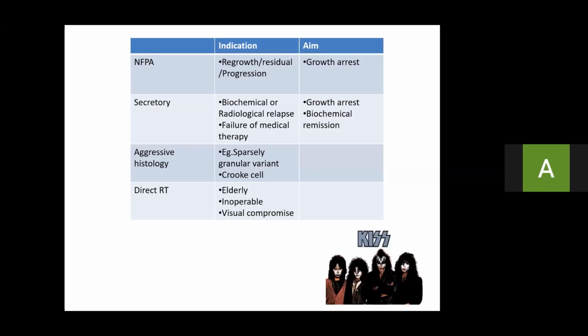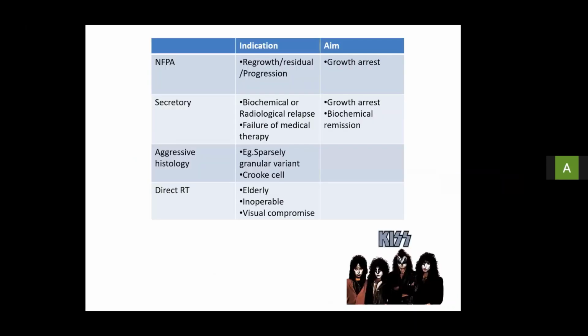In addition to this, certain histologies such as the sparsely granular variant and the Crook cell require treatment on account of their increased inherent potential for relapse. Fourthly, there is a case for direct RT in the elderly and in the setting of inoperable disease, especially in the setting of visual compromise, which is setting in very fast. Interestingly, if you look from top to bottom, radiation efficacy drops. That's another thing which one should remember.